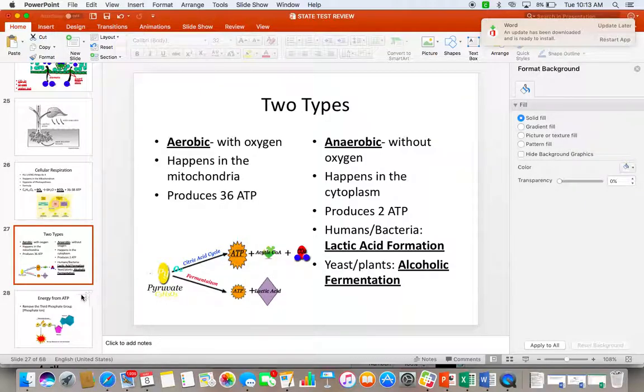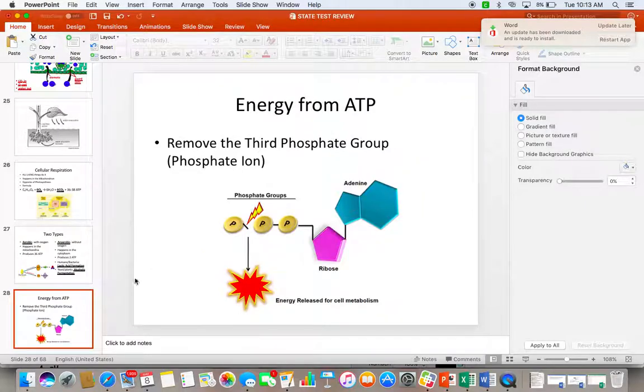In us, we're doing lactic acid fermentation. Once we get the ATP, we have got to extract the energy from it. ATP stands for adenosine triphosphate. So you have three phosphate groups here. This little burst represents the energy, and what we've got to do is take off this third phosphate group to get the burst of energy, okay?